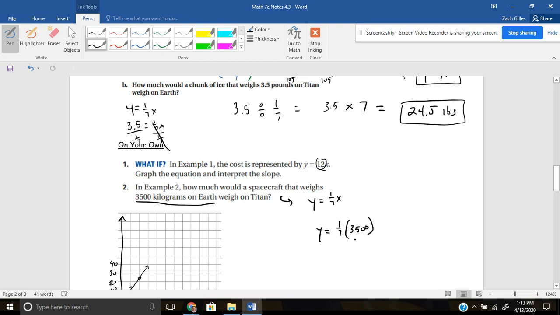Multiplying by 1/7 is the same as dividing by 7. So 3,500 divided by 7 would give me a total of 500. And that would be kilograms for my weight there. So if an object weighed 3,500 on Earth, it would weigh 500 on Titan.